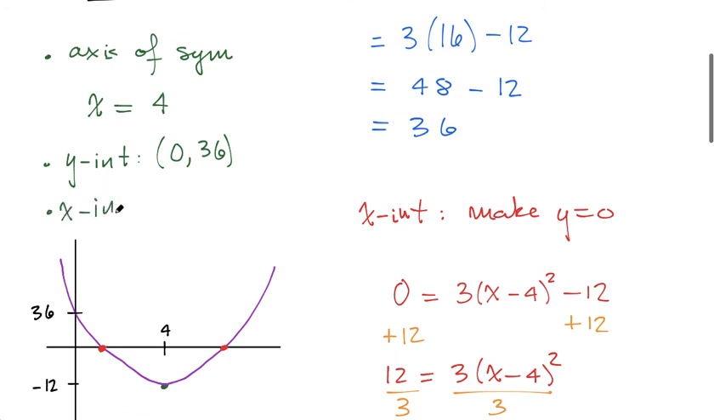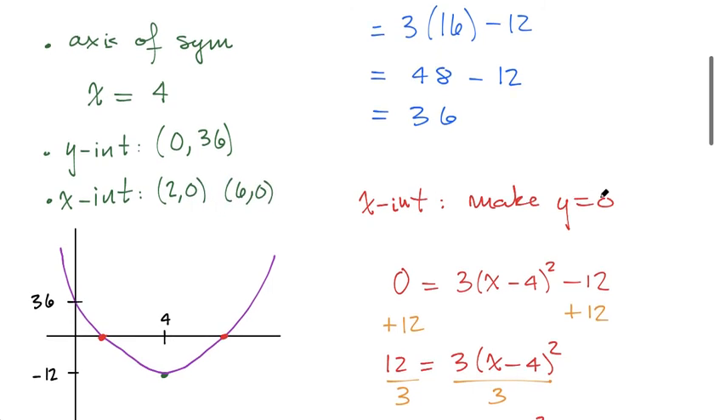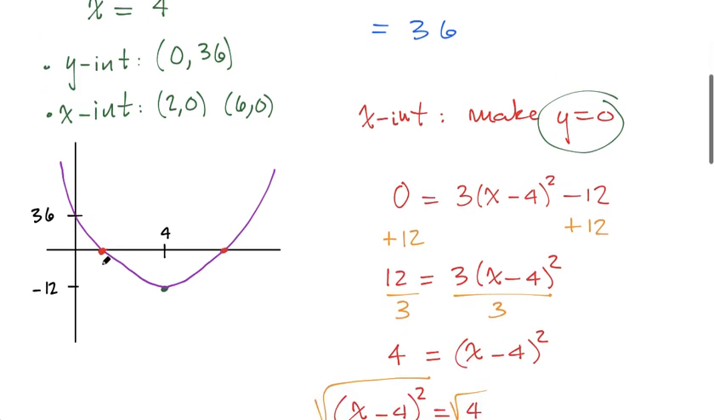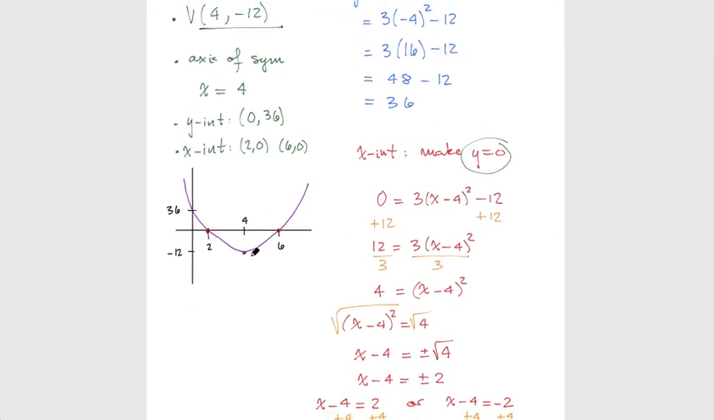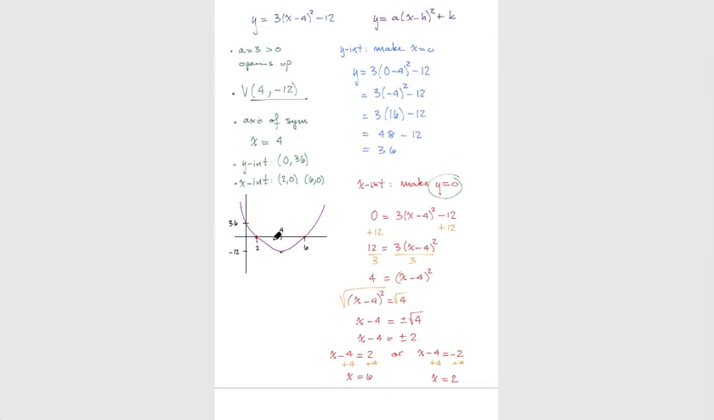My x-intercepts are the points (2, 0) and (6, 0). Again, the y-coordinate is 0 because that is the condition to find my x-intercept. I make my y equal to 0. Now I can just label them here. This is the point 2, and this is the point 6. And all this process is what helped us find all the pieces of information for this graph.